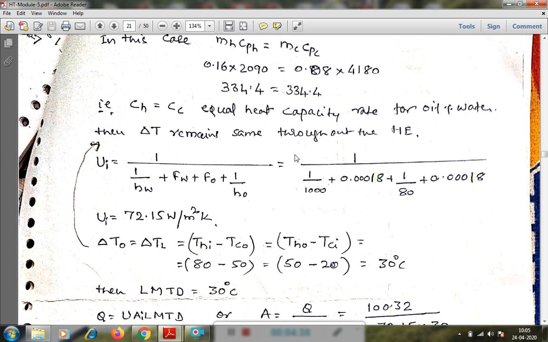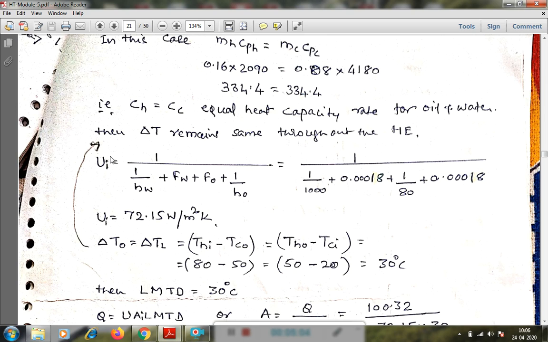Already we know that if the delta Ti is equal to delta TL, then whatever this delta T LMTD is, any one temperature difference we can take. That is the delta T0 is equal to delta TL. That is THI minus TC0, which is equal to TH0 minus TCI, that is equal to 30 degrees Celsius. Therefore, LMTD is equal to 30 degrees Celsius. First we can calculate.